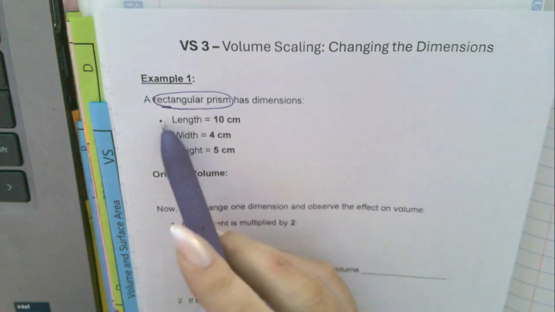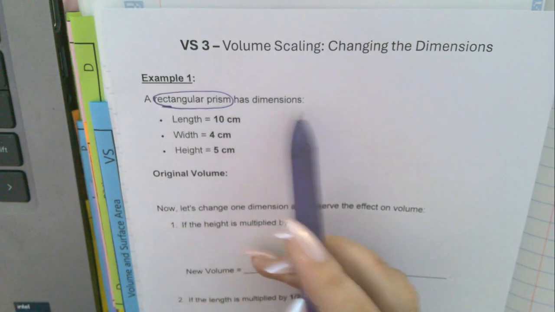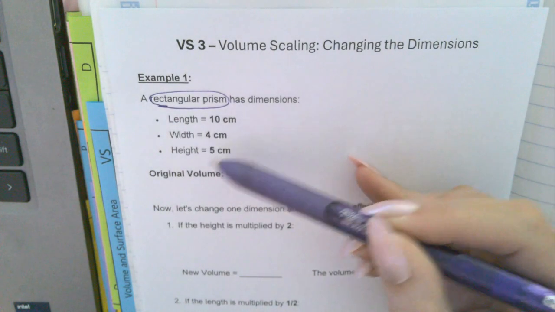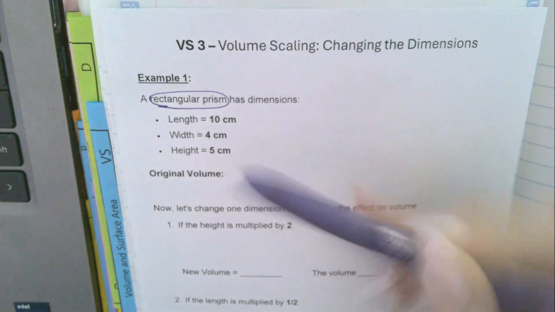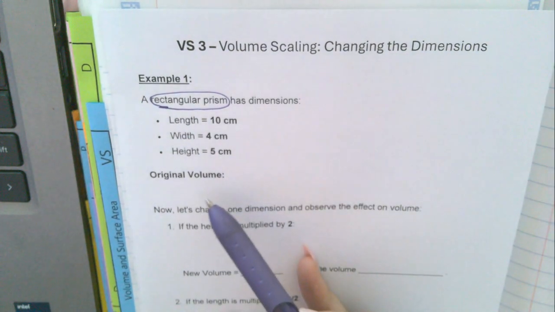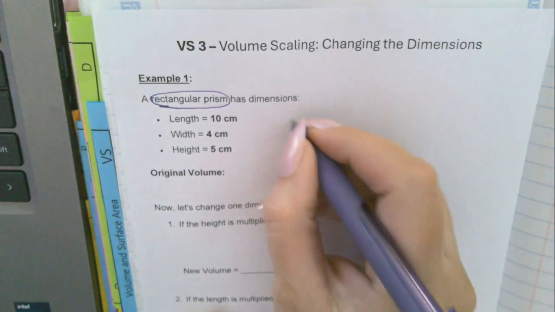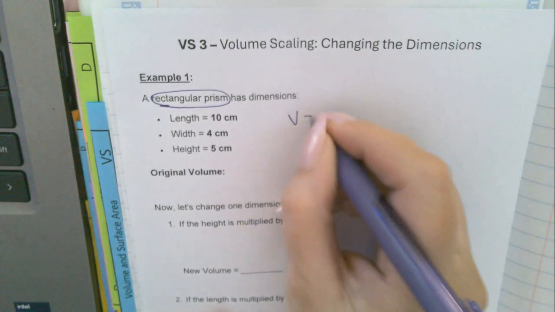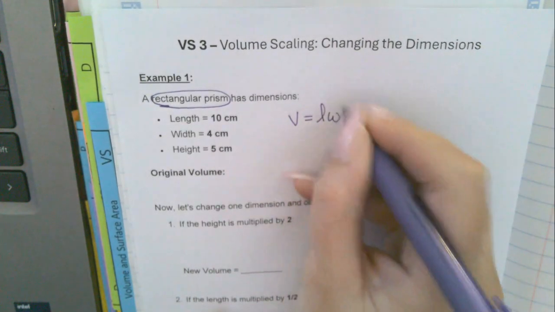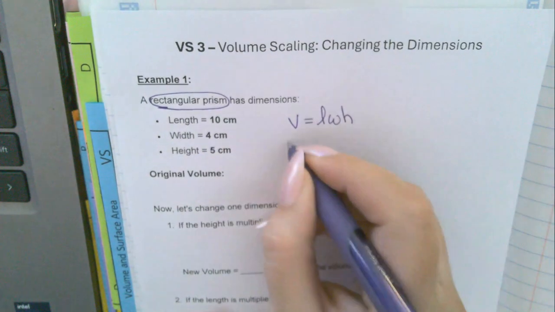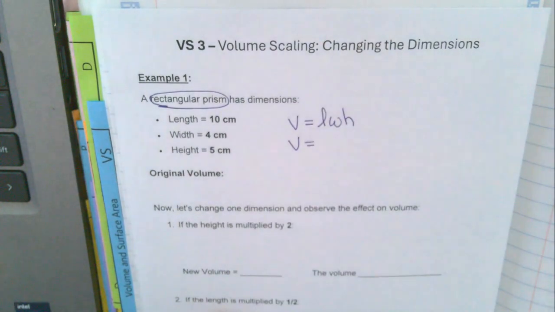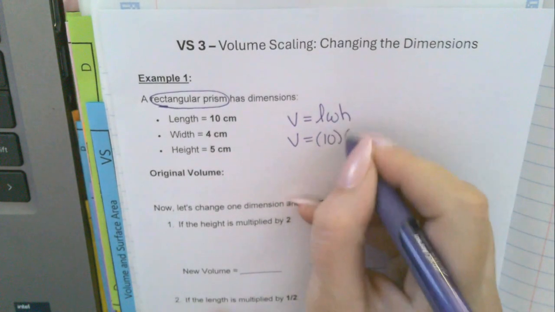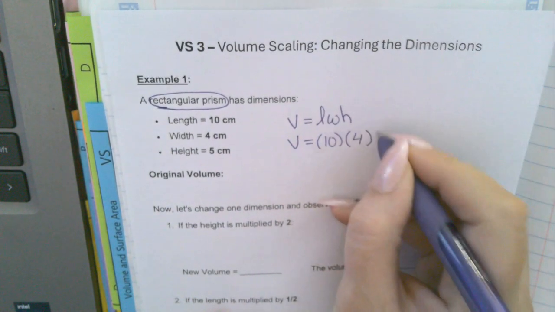So in our first example, it says a rectangular prism has dimensions: the length is 10 centimeters, width is 4 centimeters, and height is 5 centimeters. The first thing we're asked to do is calculate the original volume. When we do volume of a rectangular prism, we're not doing cylinders right now. It's just length times width times height. So then I could substitute in those values. My length is 10, my width is 4, and my height is 5.